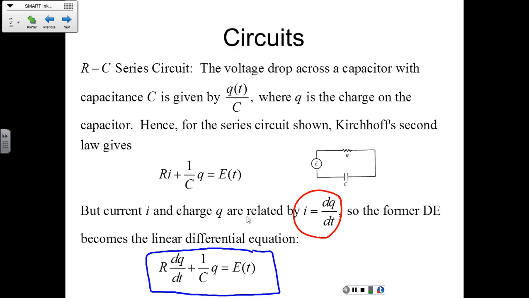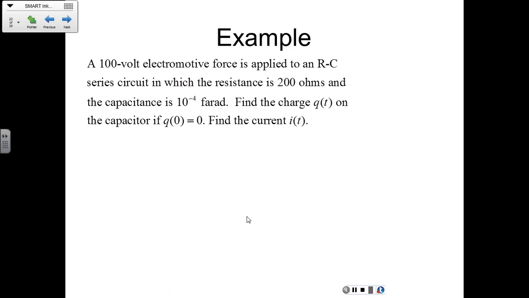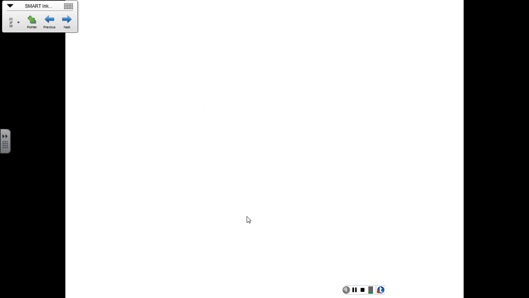So let's look at a problem and see if we make any sense out of that. A 100-volt electromotive force is applied to an RC series circuit in which the resistance is 200 ohms, the capacitance is 10 to the minus fourth power farad. Find the charge, Q of t, on the capacitor if Q of 0 equals 0, and then find the current I of t. So we'll call this question A and B. Do I have any space? Yes. Good. Okay.